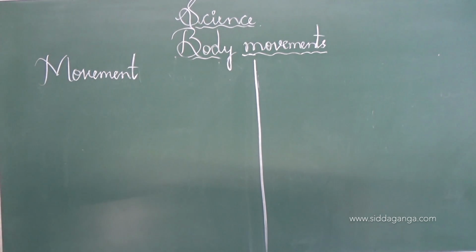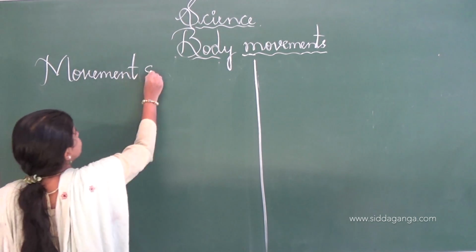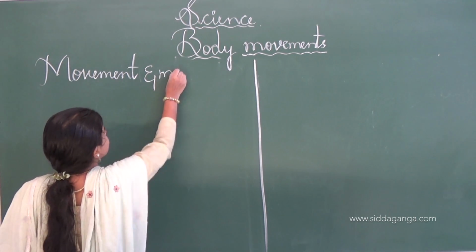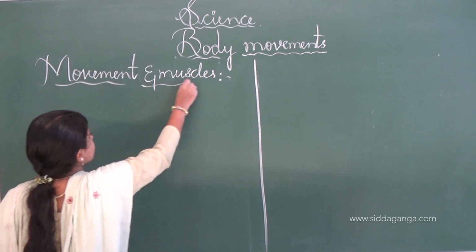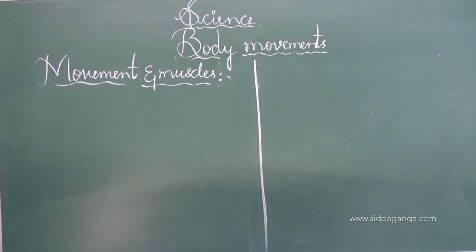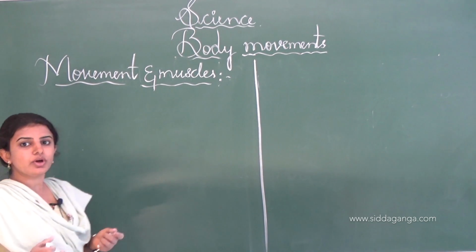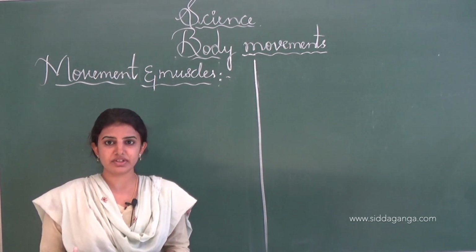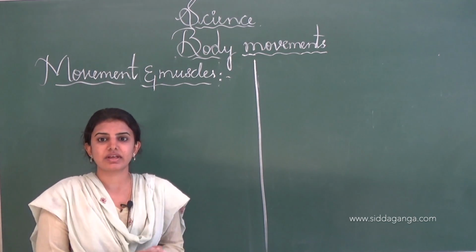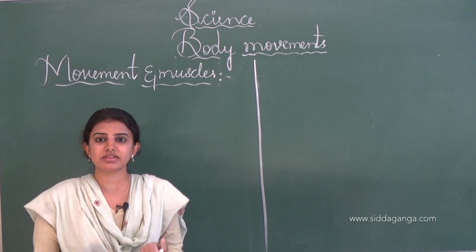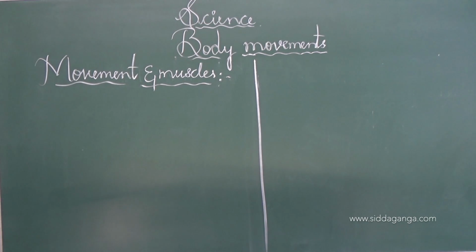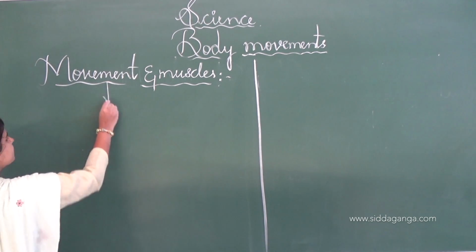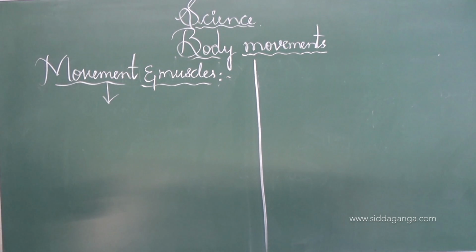Movement and muscle. As I told you, besides the skeletal system present in our body, our body consists of another system called the muscular system, which is made up of muscles.